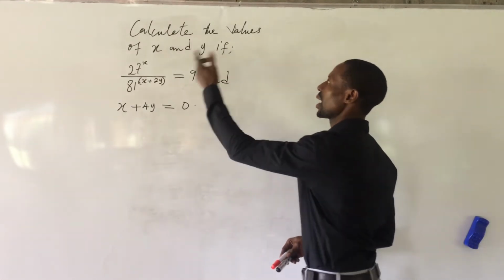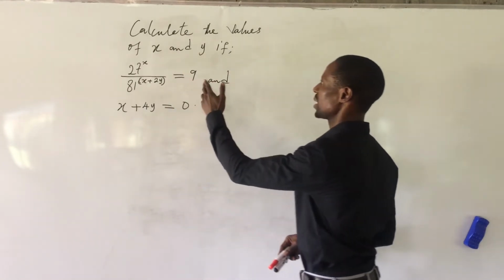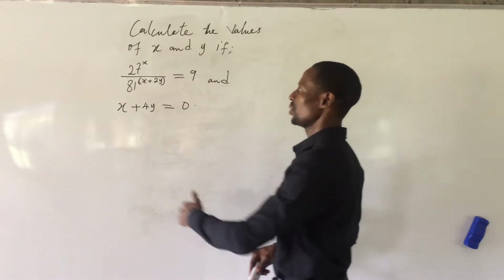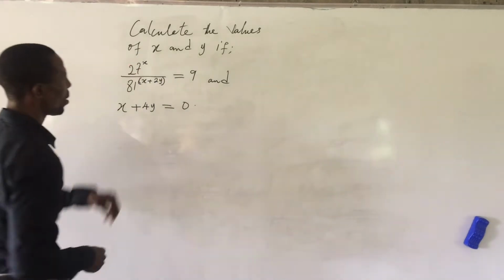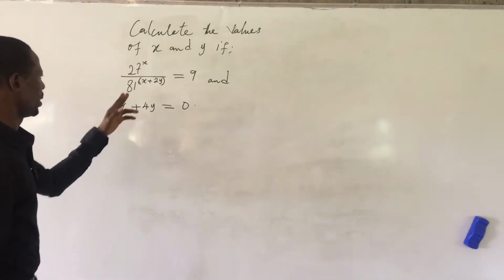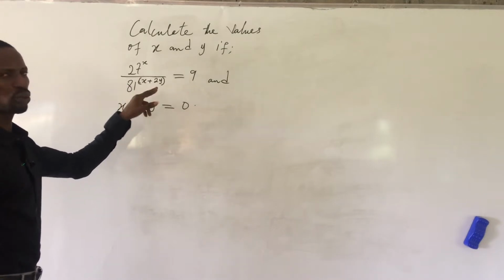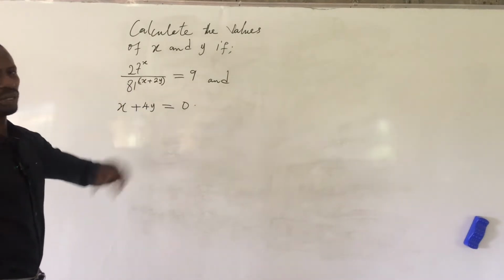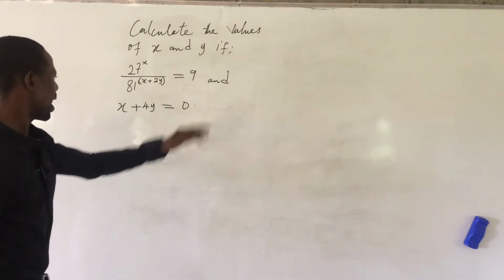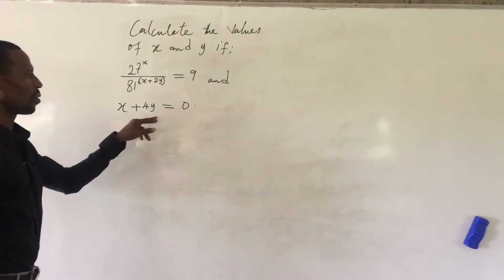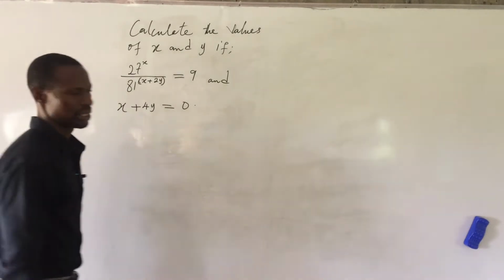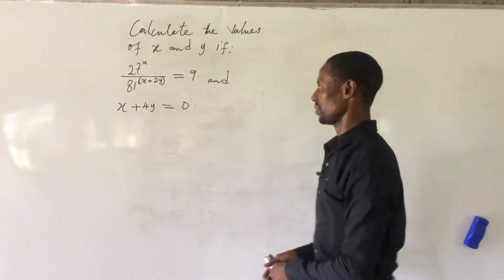In today's class, we have another challenge. It says calculate the values of x and y if 27 to the power of x all over 81 to the power of (x + 2y) is equal to 9, and x + 4y equals 0. So how do we solve this?